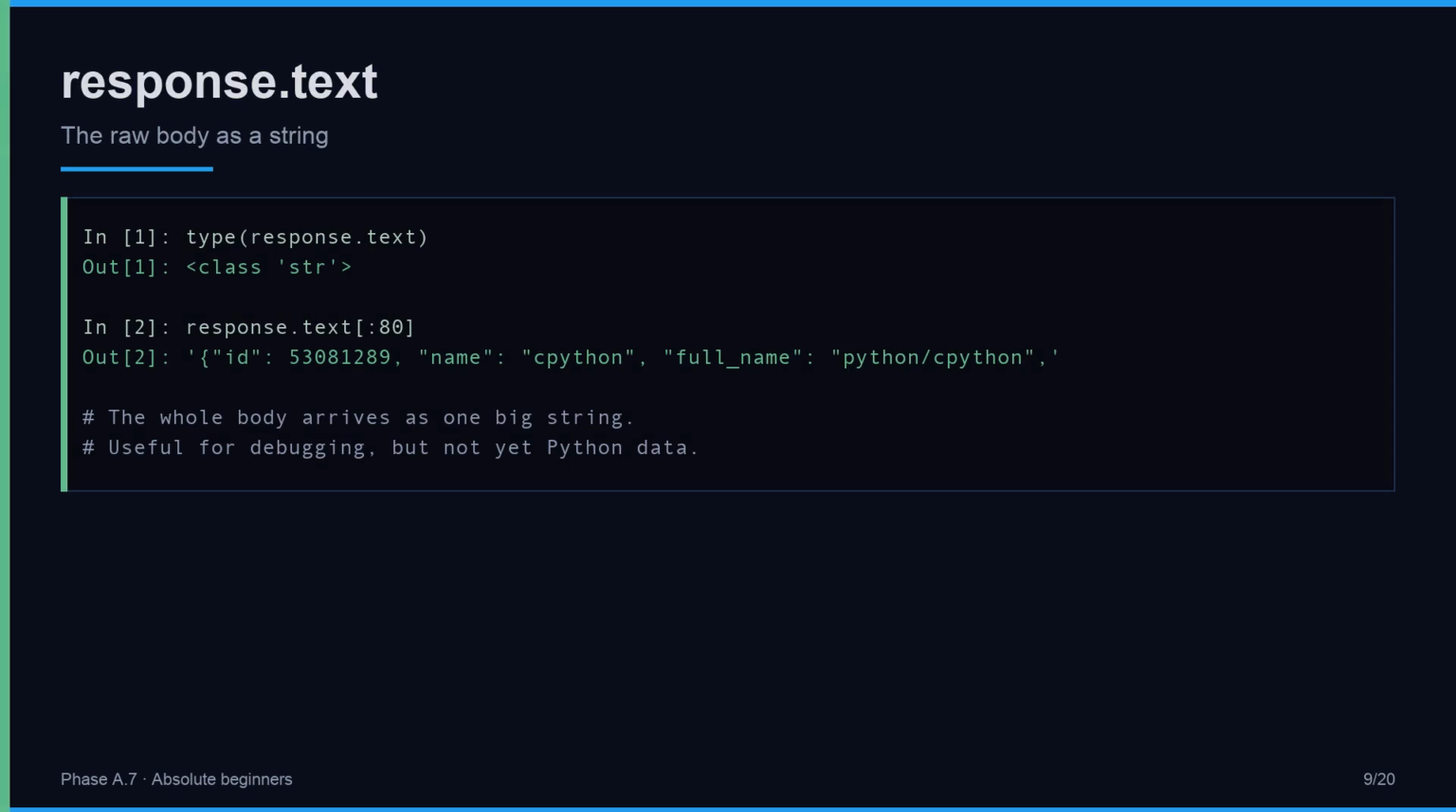response.text gives you the raw body of the response as a Python string. If you print its type, you see class str, it is just text. Slicing the first 80 characters shows what the server actually sent, a chunk of JSON, but as one long string, with quotes inside quotes. This is useful for debugging. You can see exactly what came back, but it is not yet Python data. You cannot do square bracket lookup on a string and expect a field by name. To turn this text into real Python dictionaries and lists, you need one more method, which is the next step. Raw, but not yet data.